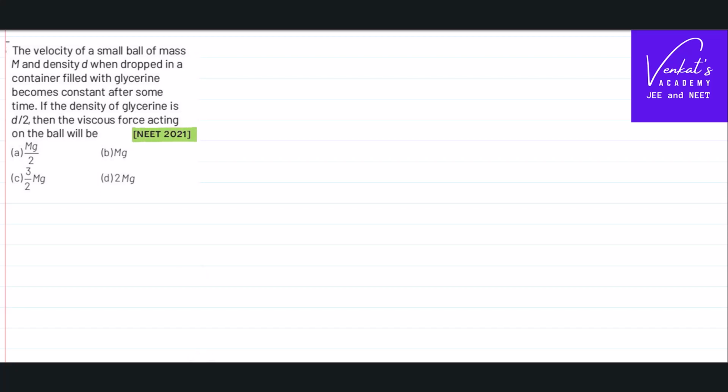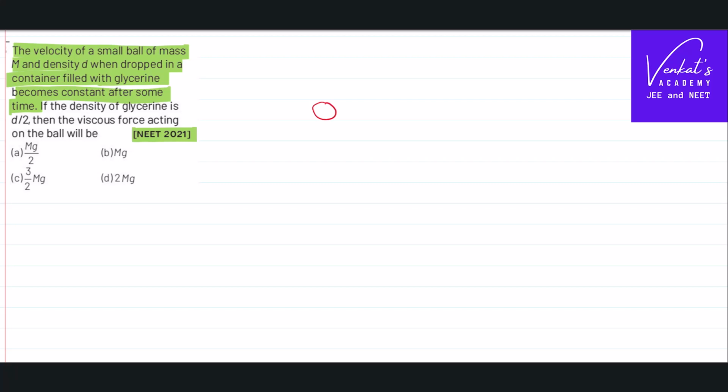NEET 2021 question from mechanical properties of fluids. Let us see what the problem is. The velocity of a small ball of mass m, density d, when dropped in a container filled with glycerin, becomes constant after some time. Let us see how this happens.